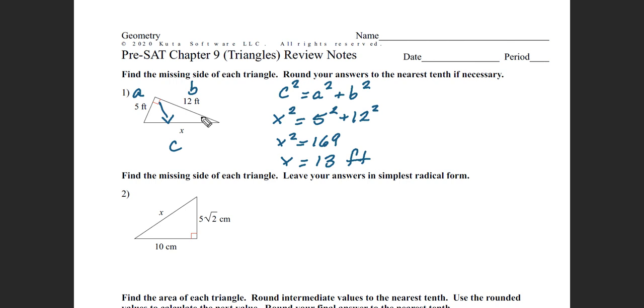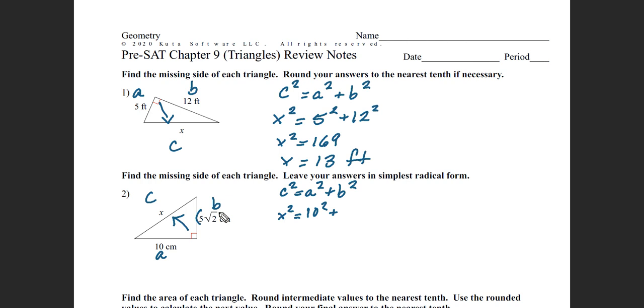All right, if we go down to number 2, this time it says leave your answer in simplest radical form. All right, so we're going to just go over simplifying our radicals again. Once again, Pythagorean Theorem, c squared equals a squared plus b squared, where what we're looking for is the hypotenuse. So we have x squared equals, now you can call that a and that one b. And so we've got 10 squared plus 5 root 2 squared.